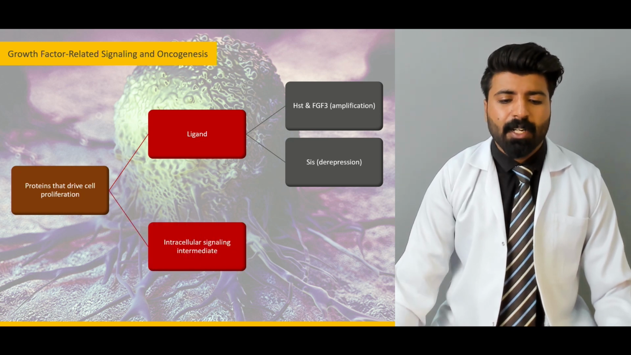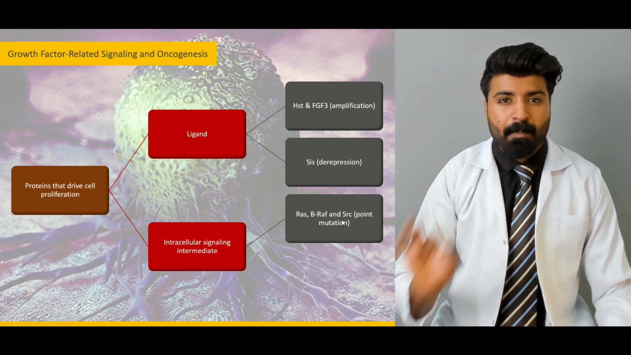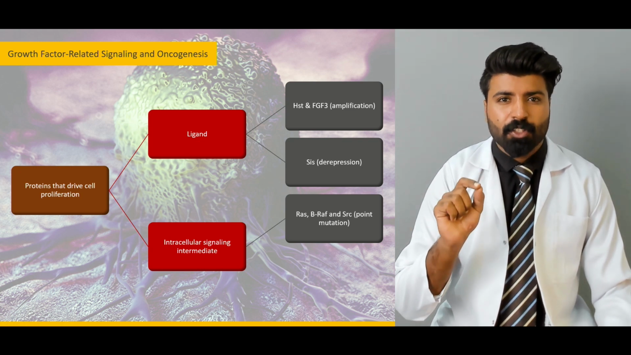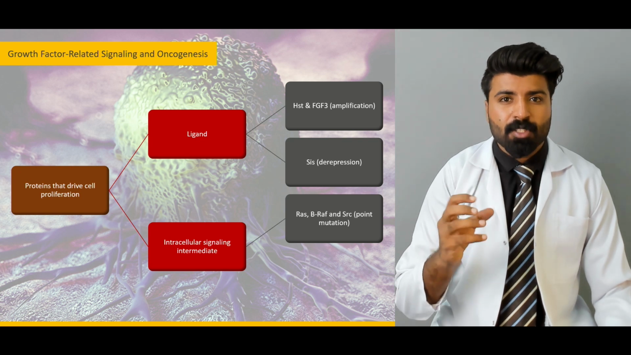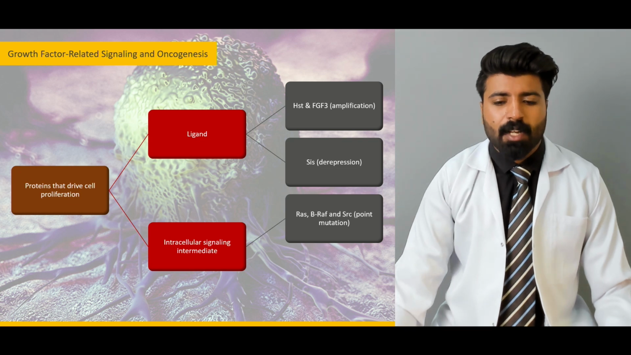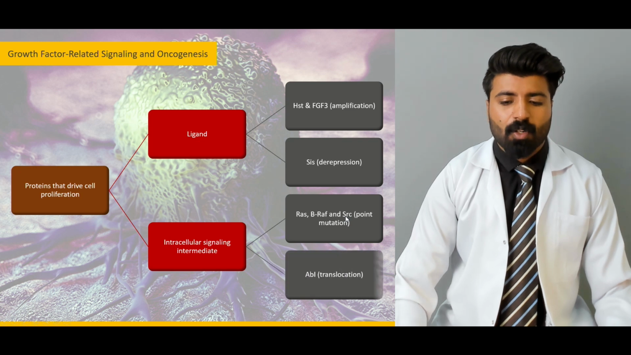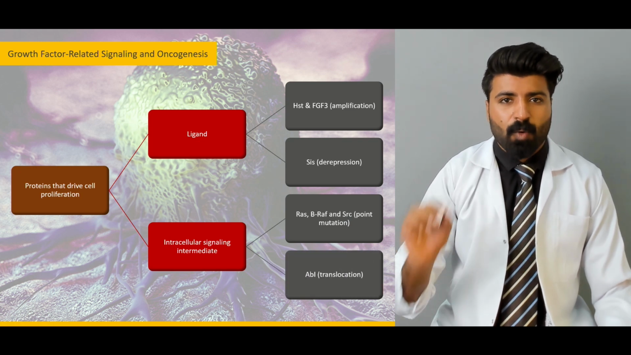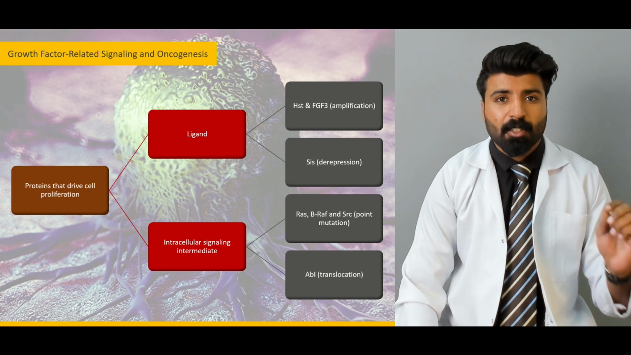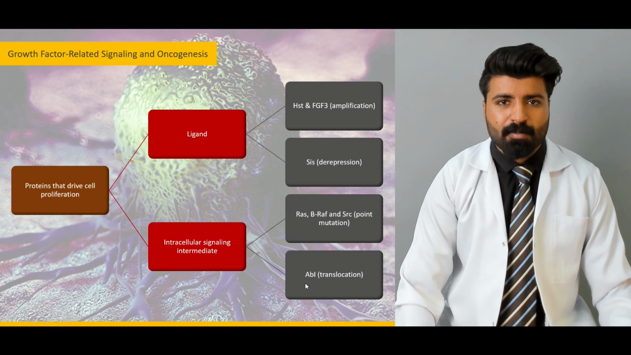Next, it can be an intracellular signaling intermediate. The pathology may lie within this, and it includes point mutation, in which one point of the genome will be mutated, and it will lead to some effects which will cause the neoplasia afterwards. And they are RAS, BRAF, and SRC. Next, we have translocation, in which one part of the genome will be translocated with another part of the genome, and ABL lies within this boundary.